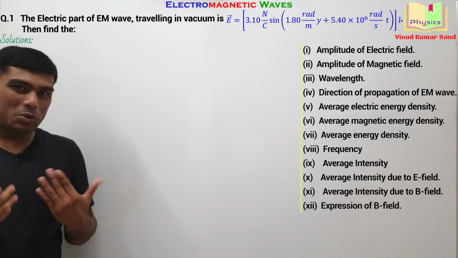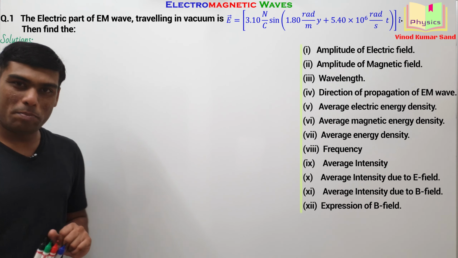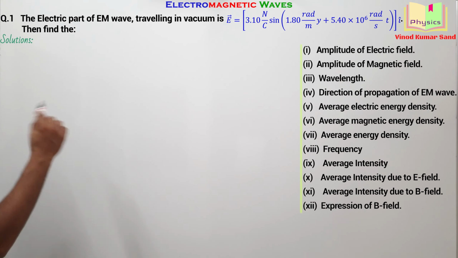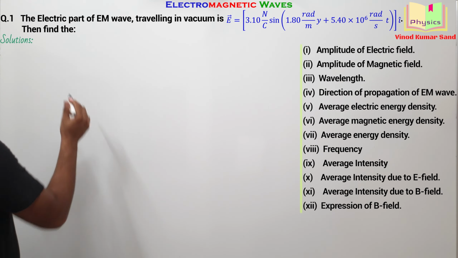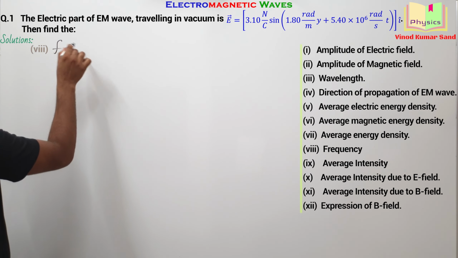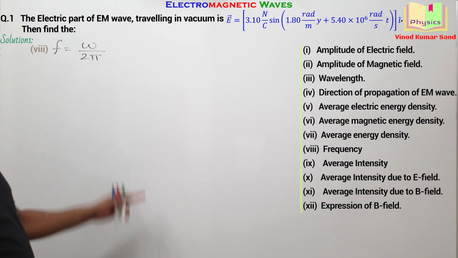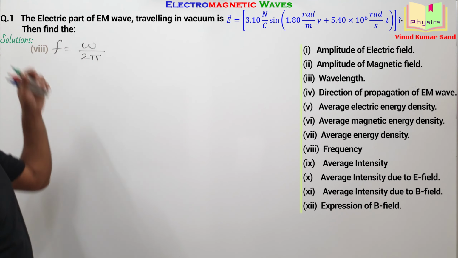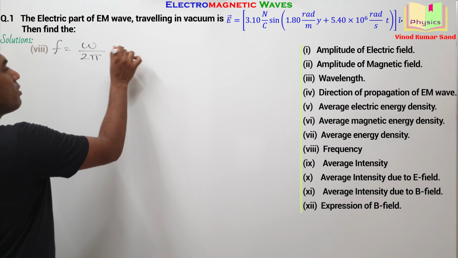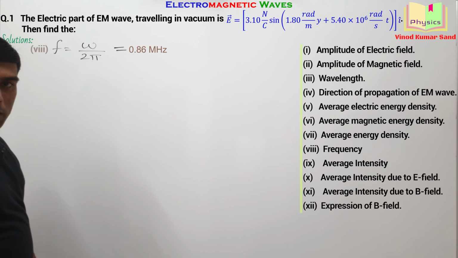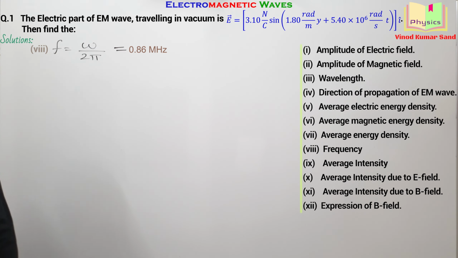I hope you have noted down all the previous solutions. So I am proceeding further for the remaining answers. In the next part, we require the frequency. Frequency can be written as omega by 2 pi. I hope you remember the formula. Omega was equal to 2 pi into f. So we know the value of omega, we know the value of 2 pi. Put in the values, we'll get the frequency.